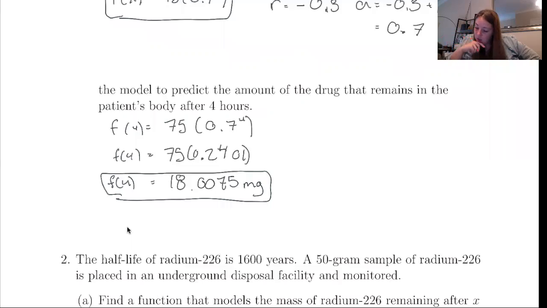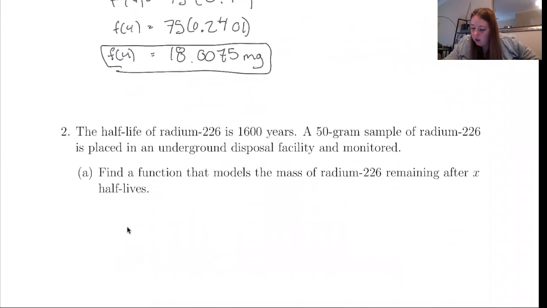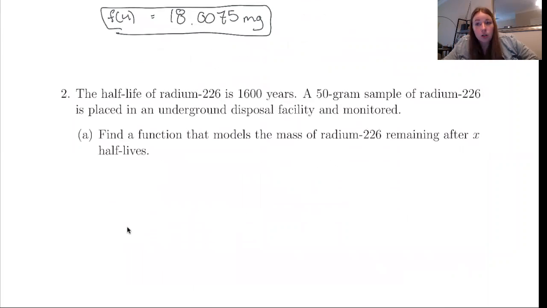Great. So we can also use decay for things like radioactive decay, which we also talk about as half-life. So the half-life of radium-226 is 1,600 years. A 50-gram sample of radium is placed in an underground disposal facility and monitored. This is actually what they do.